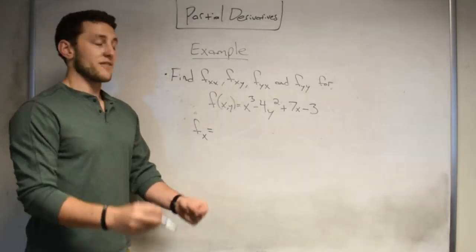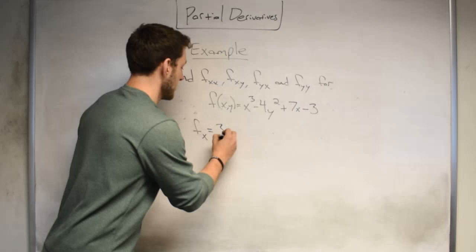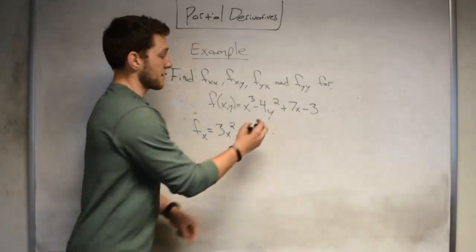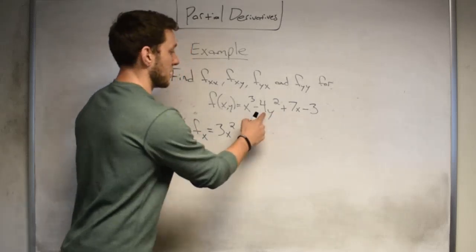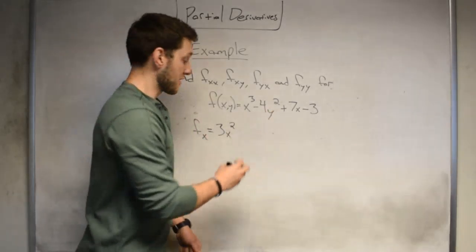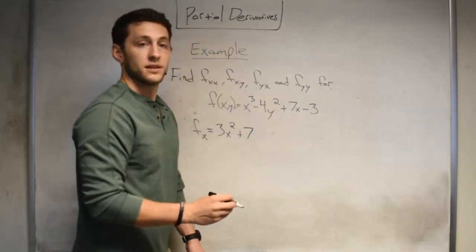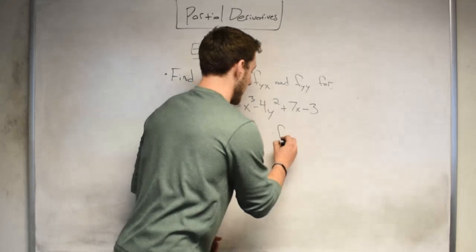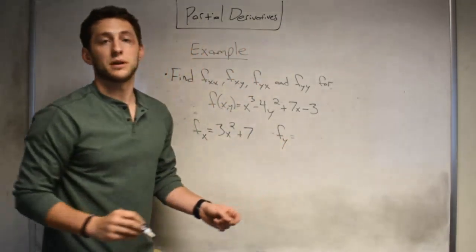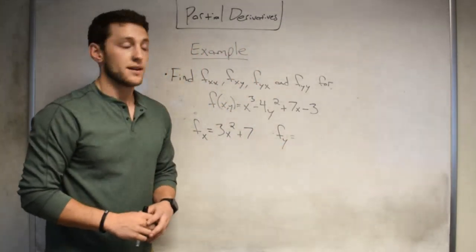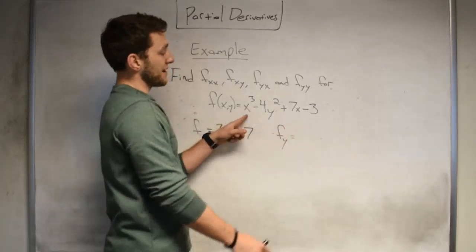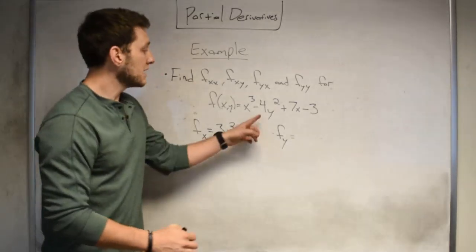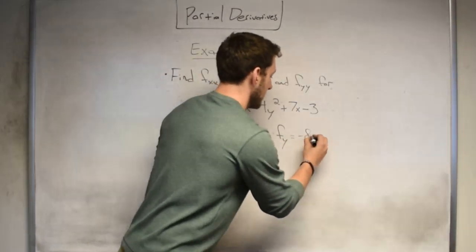I will be deriving the x variable and holding y constant. This gives me 3x squared. No x is present here, so I get a 0. Plus 7x, so that thing derives to be plus 7. And then the constant goes away. F sub y follows a similar fashion, except for now we're deriving y and holding x constant. So since no x or no y's are present on these three terms, we'll get zeros for all of them, leaving me with just negative 8y.